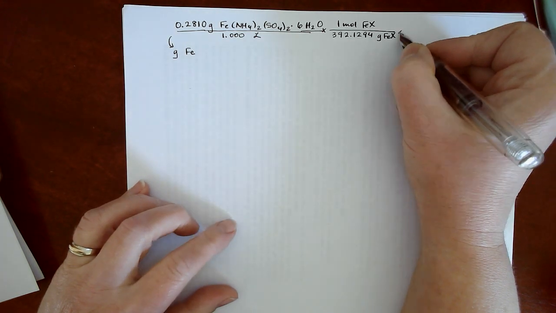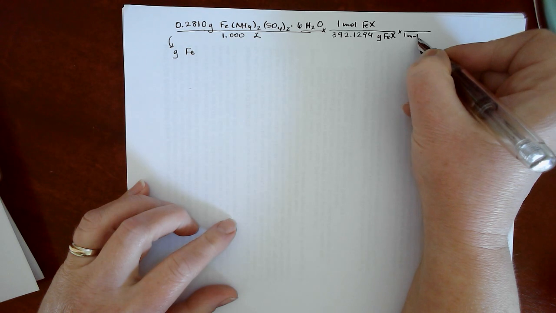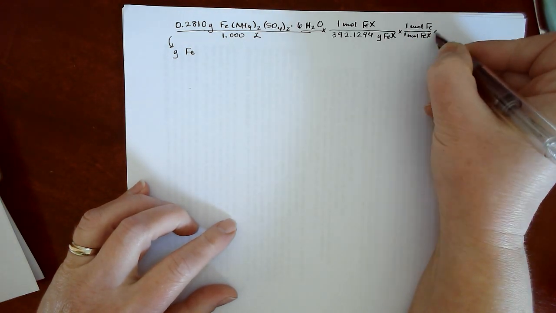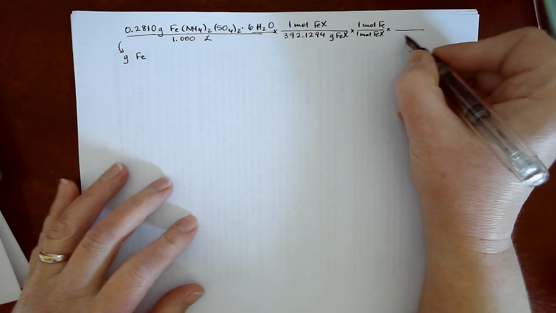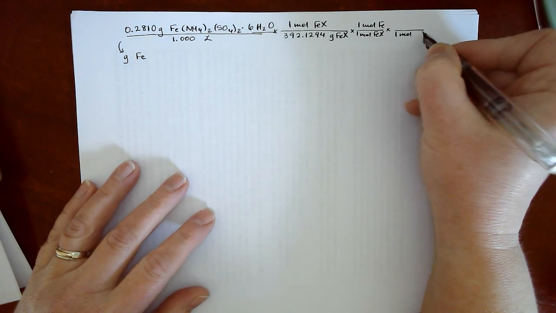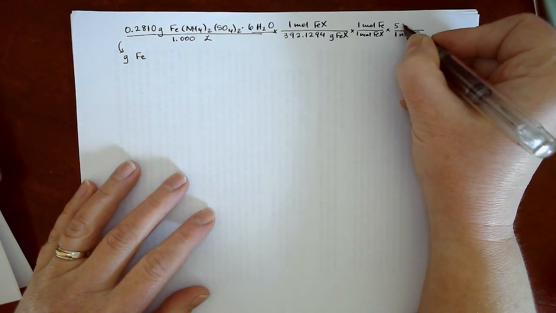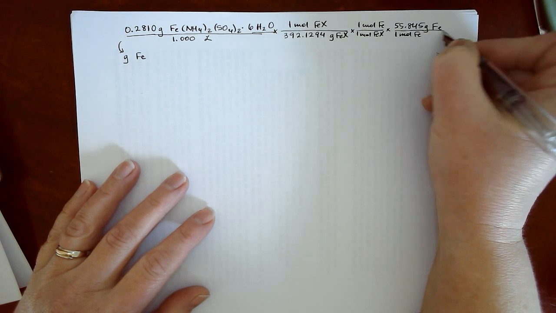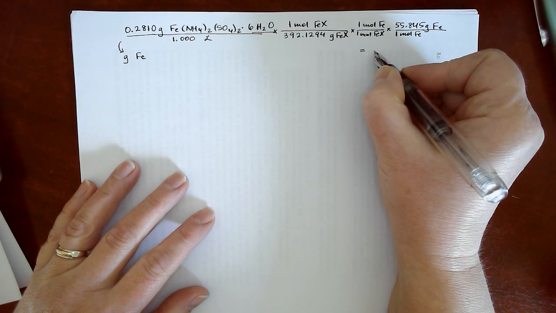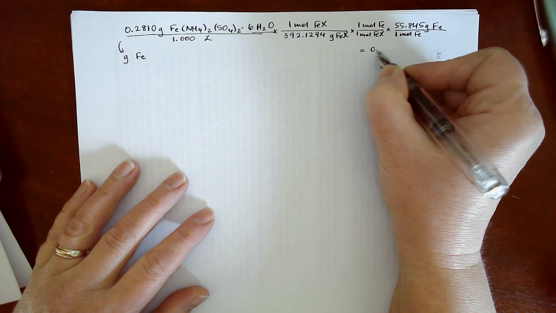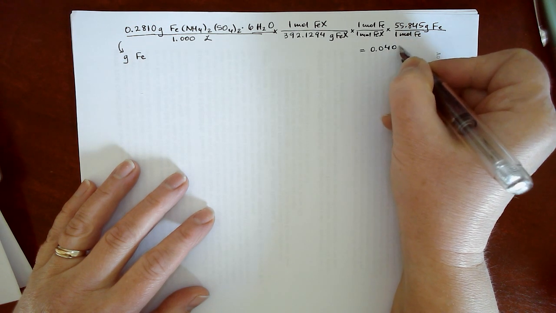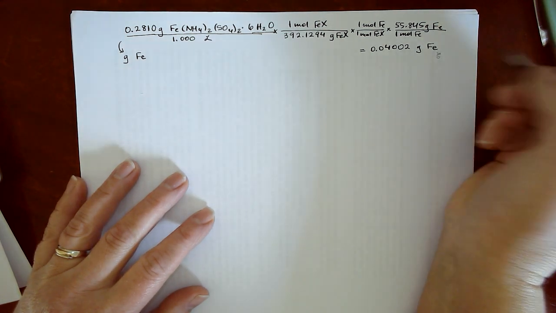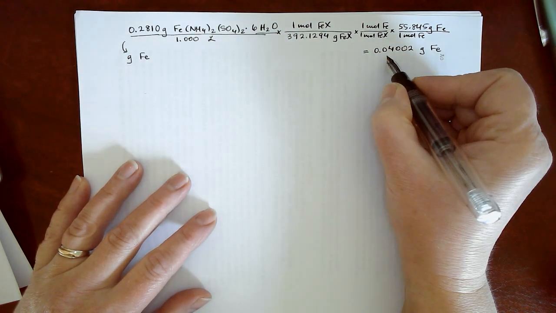And then, of course, 1 mole of this iron compound contains 1 mole of iron, and we can convert back to grams of iron by itself. So that's 55.845 grams per mole of iron. And so what I get when I do that calculation is 0.04002 grams. So that matches up pretty well with the 0.04.